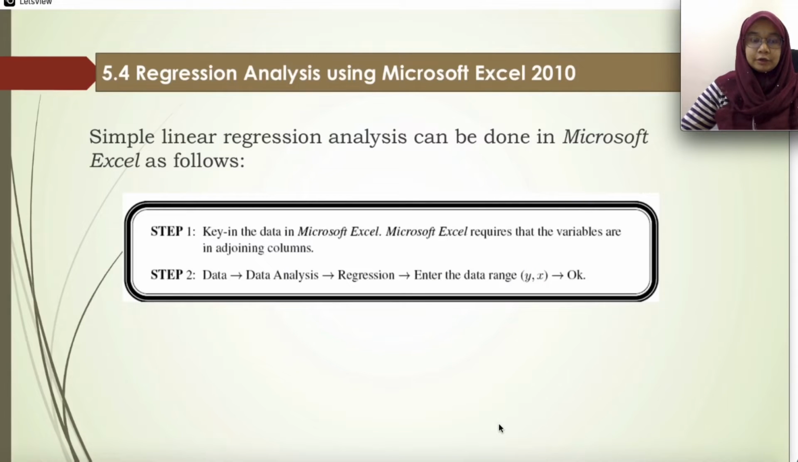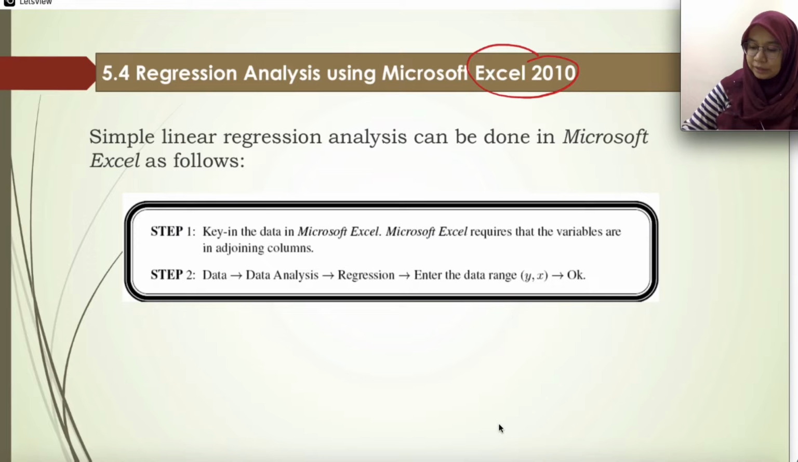Continue on 5.4. 5.3 is about the linearity test. 5.1 is correlation. 5.2 is the simple linear regression model. 5.3 is the linearity test, and 5.4 is regression analysis using Excel. Now the Excel that I'm using is Excel 2010, but now you have Excel 2019 and Excel 2016, but the procedure is the same. Okay, how do you conduct regression using Excel?